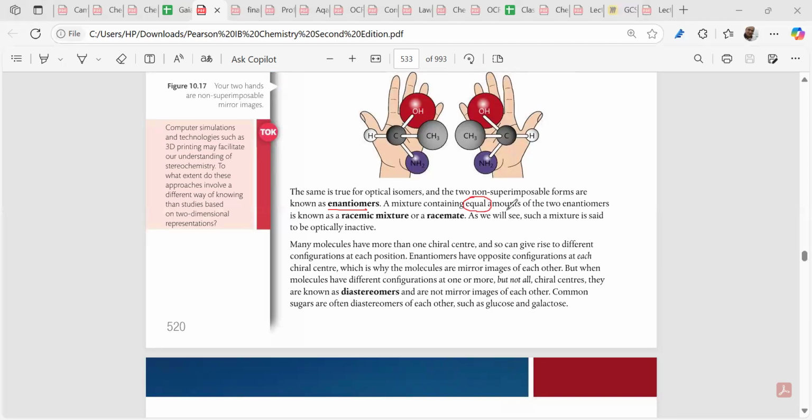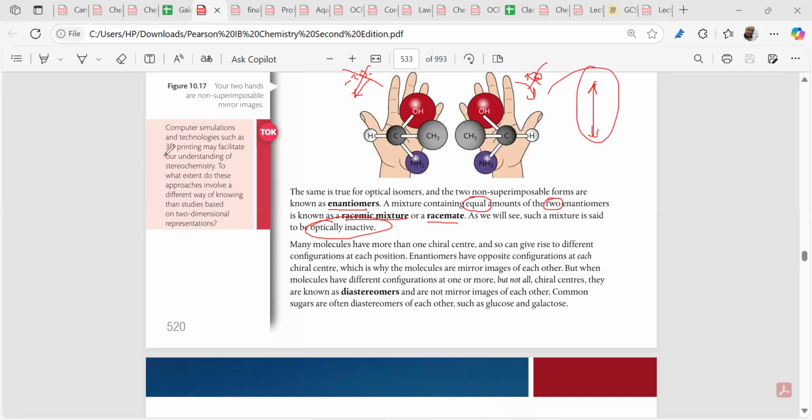A mixture containing equal amounts of the two enantiomers is known as a racemic mixture or a racemate. And we will see such a mixture is said to be optically inactive. Clear? This will be rotated towards the left-hand side by minus 30, and this 50% will rotate to the plus 30. So what happens? This cancels out, so the plane polarized light does not rotate. Clear? You get my point?